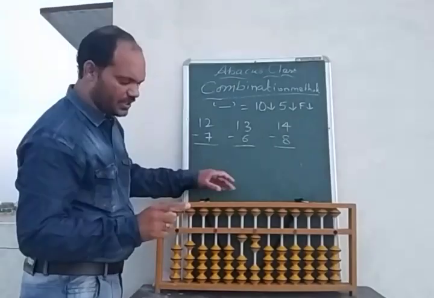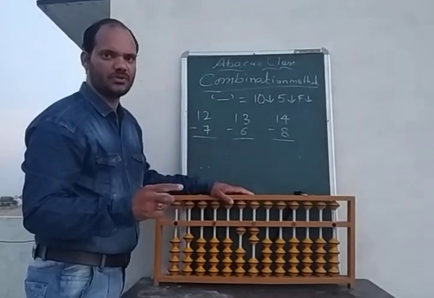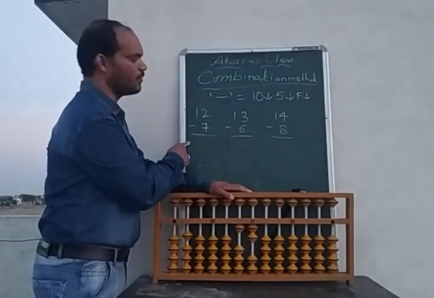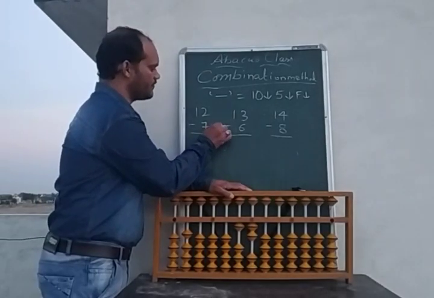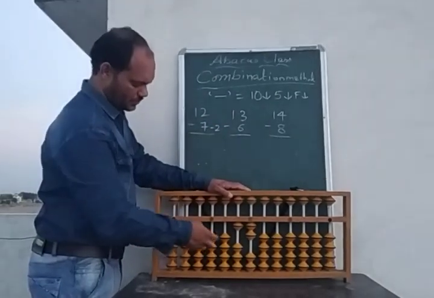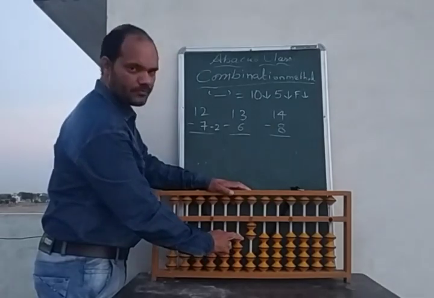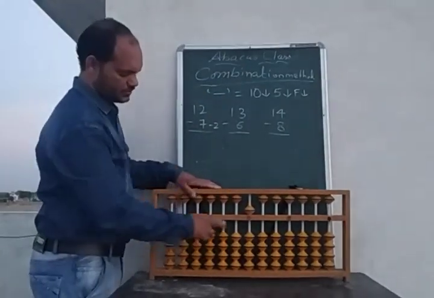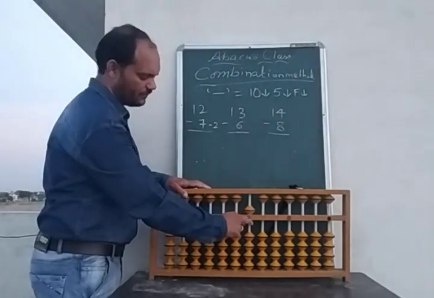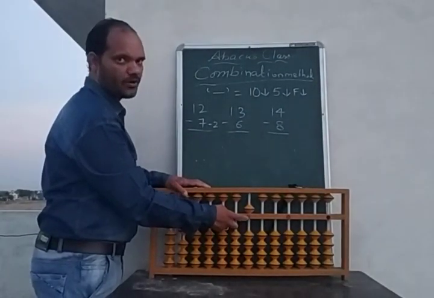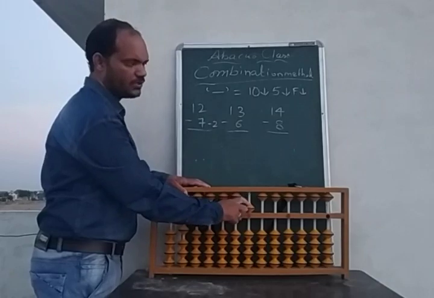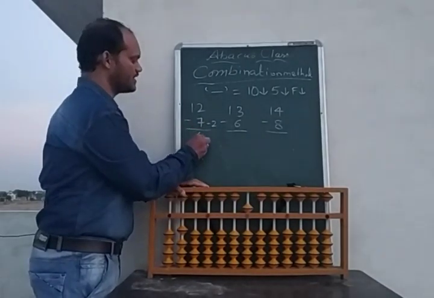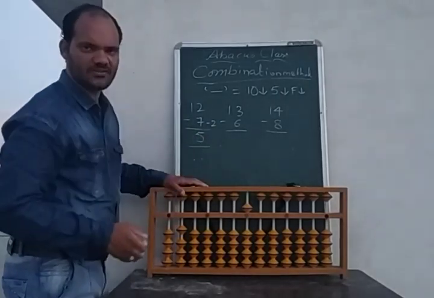If you take the big method, in the big method we know the 7th friend is 3. You won't have 3 bits. So now we will take combination. In combination we know the 7th friend is 2. So now you see 10 down, 5 down, and friend down. Now you can see on the stick, only on the units rod one bit from up is touching. So it is 5. 12 minus 7 is 5.